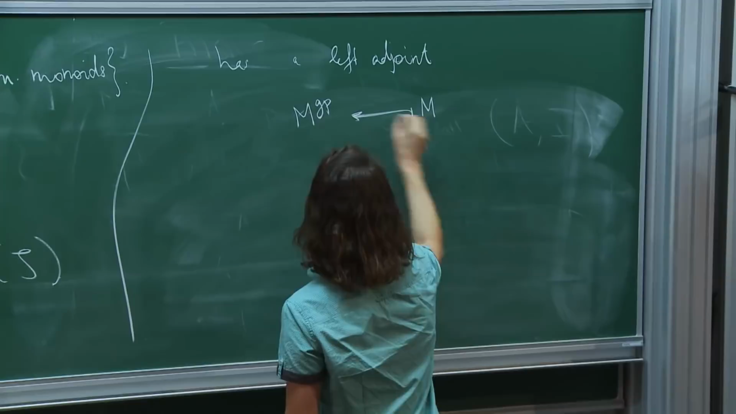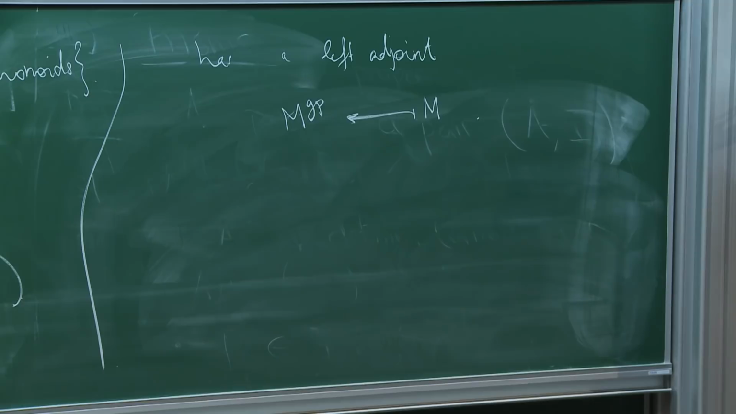So here M maps to the group completion of M. Unfortunately, this turns out to be a bit harder to write down explicitly. Quillen gave some ways of doing this in terms of the plus construction. But not just abstractly, it exists.